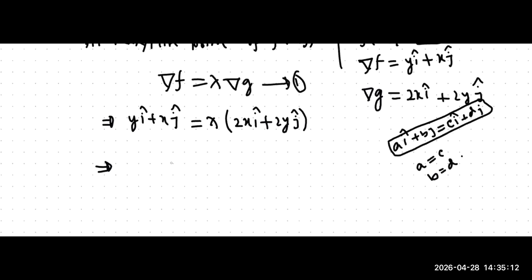So in this case, coefficient of i in the left hand side is just y, and coefficient of j is x, and coefficient of i in the right hand side is twice times lambda x, and coefficient of j, which is 2 times lambda y.